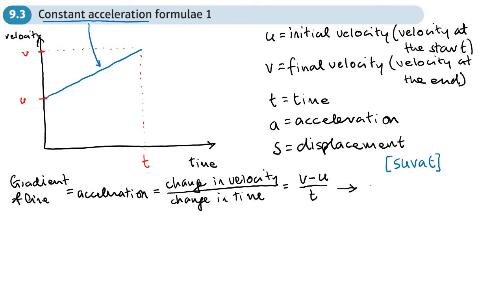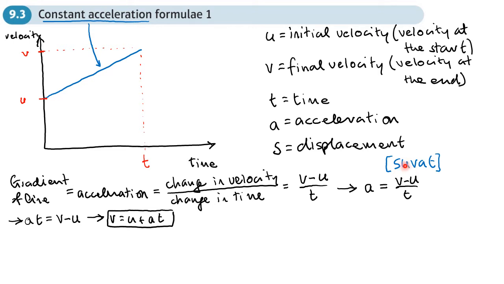So what equation do I get? I'll get a, acceleration, equals v minus u over t. And then from there, what I'll do, I'll times both sides by t. So I'll get at equals v minus u, and if I add u to both sides, I'll get v equals u plus at. And this is the first of what we call our SUVAT equations. And this is a SUVAT equation that has u, v, a and t. So if I have any question where I have u, v, a and t, I will use this formula here.